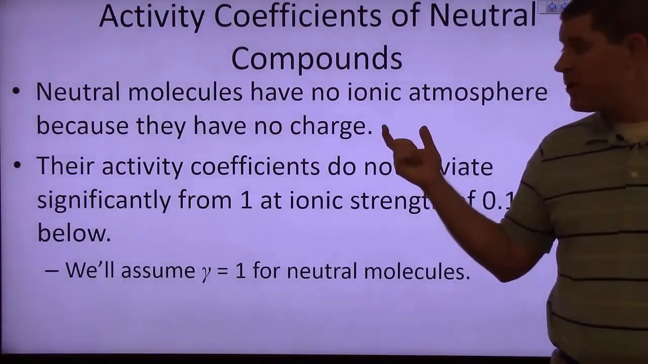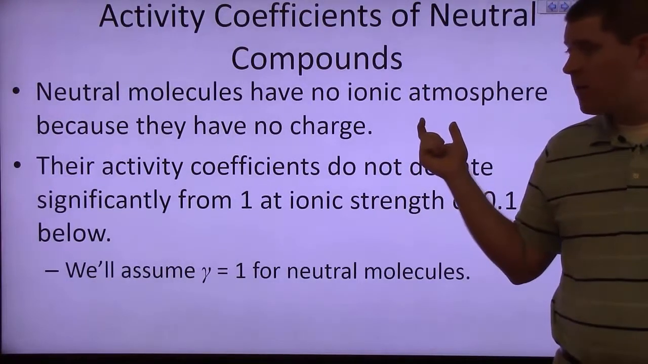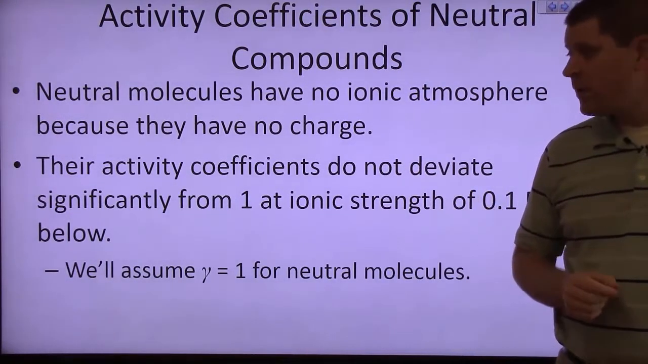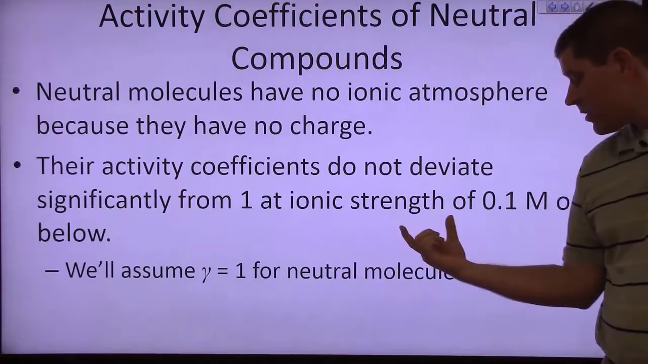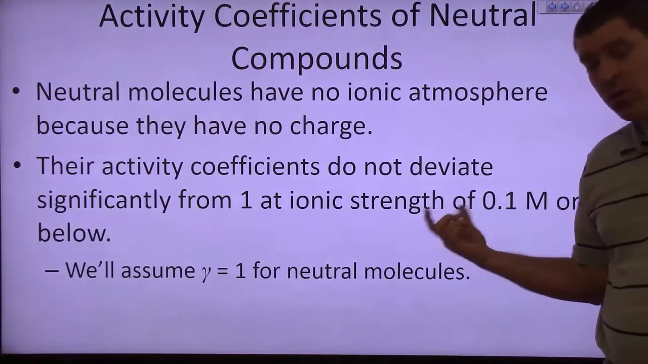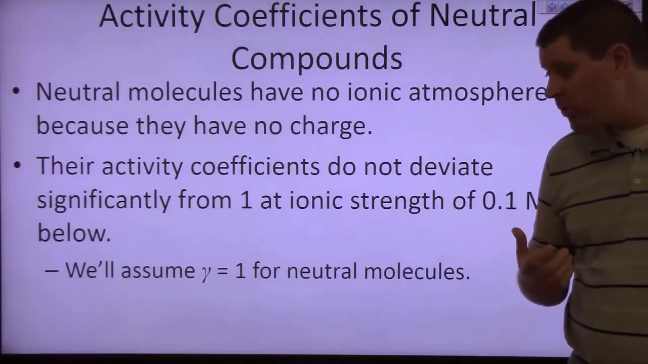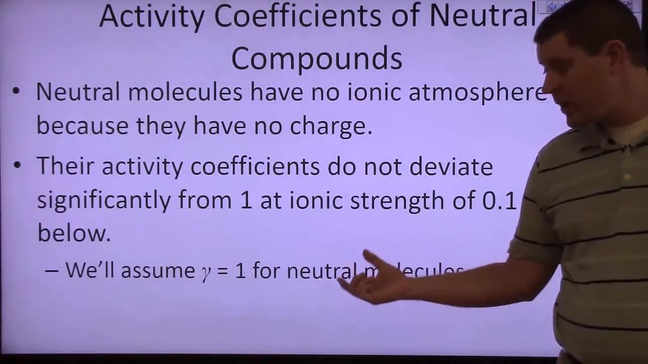So neutral molecules have no ionic atmosphere around them because they have no charge. Now their activity coefficients do not deviate significantly from 1 at ionic strength of 0.1 molar or below. And so we're going to assume that for neutral compounds, gamma equals 1.